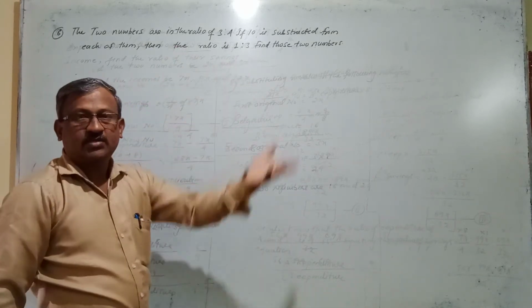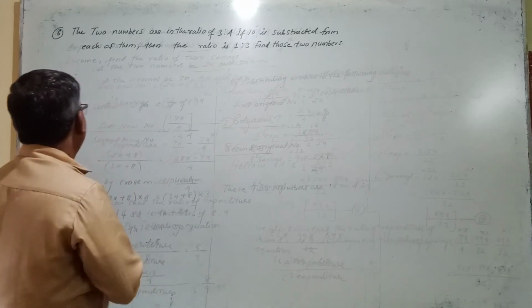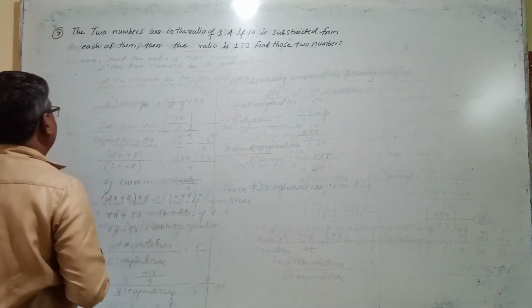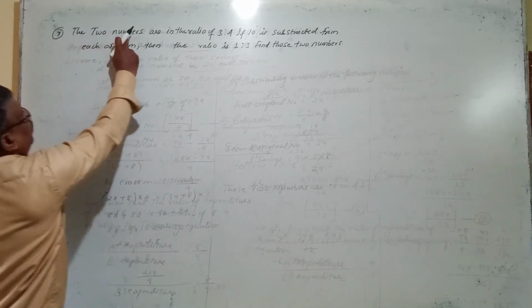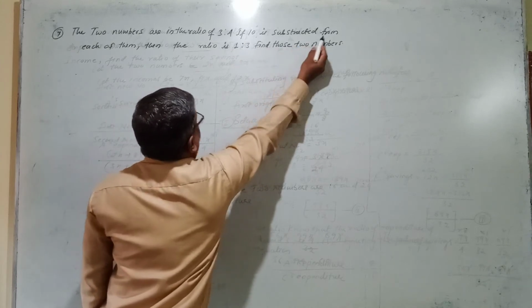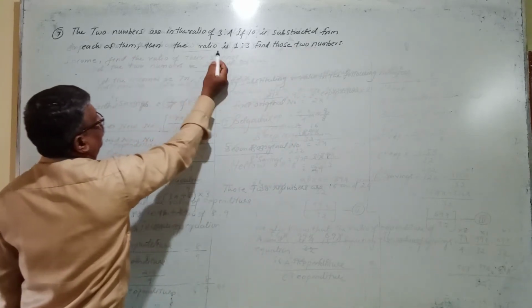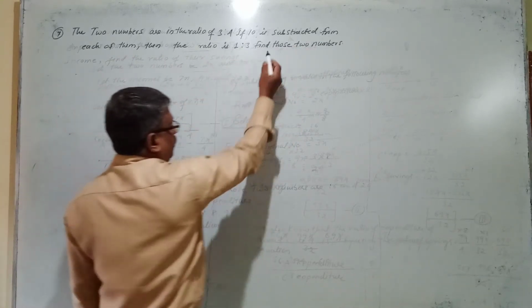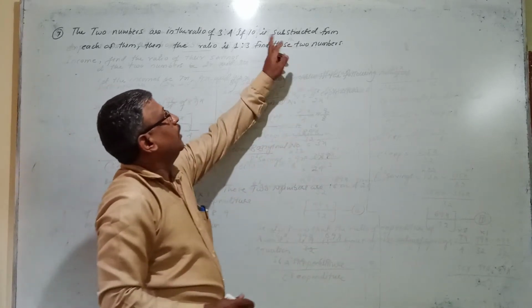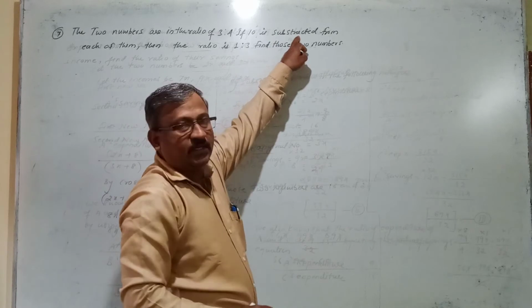Which is similar to the previous sum only, right? It is problem number 7. The two numbers are in the ratio of 3:4. If 10 is subtracted from each of them, then the ratio is 1:3. Question is find those two numbers. Only what change they have done here? Instead of saying added, they are saying it is subtracted.